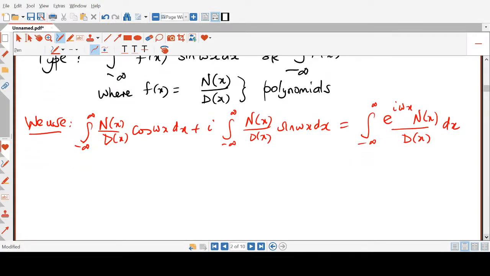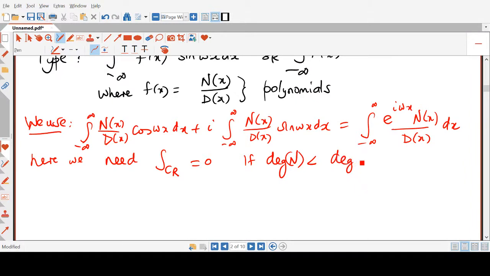Okay, here we need that the integral along a semicircle is 0 if the degree of n is less than the degree of d. That's all we need here. You will recall in the previous setup, the degree of n had to be 2 less than the degree of d. Here we can make do with just 1 less. That's because we now added a sine x term, or cos x term. It's not exactly the same anyway. So this is known as Jordan's lemma.